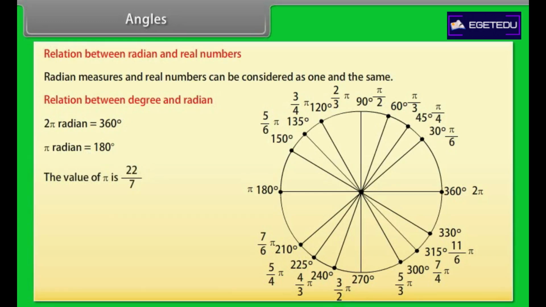The value of pi is 22/7. We can find that 1 radian is equal to 57 degree 16 minutes. And 1 degree is equal to 0.01746 radian.